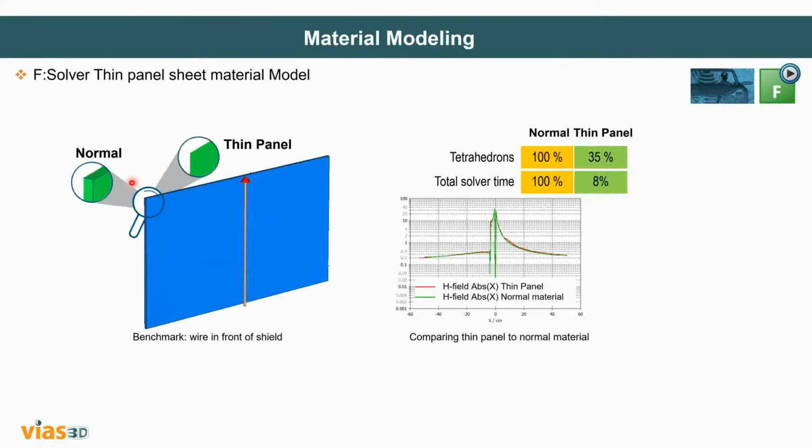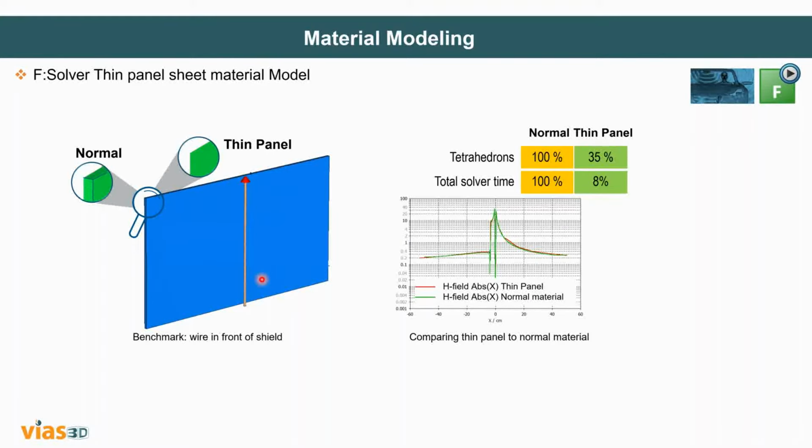But what was happening is, if we use a frequency domain solver with normal material, without using a thin panel, then for the same problem it would take more time to simulate and need more tetrahedrons. But now this has reduced: if it was taking 1 minute for the normal case, now it is taking only 0.35 minutes, and the total simulation time also reduced to 0.8, like the 8% over here. So in this slide, we compare a small example of a wire in front of the shield.